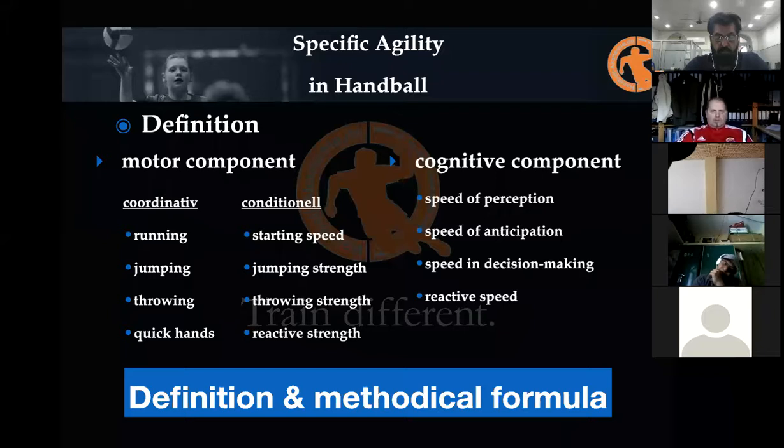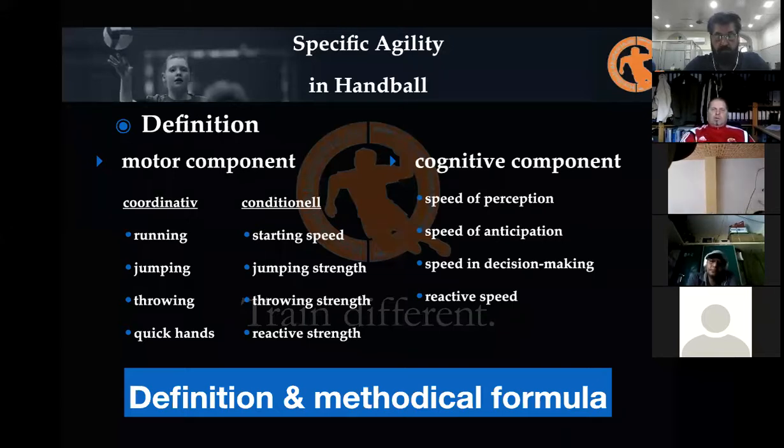If you observe some matches in international handball, very often you will see that wing players go for the fast break, and they are far ahead of all the other players, of their opponents. But this is not because they are running so much faster, it's because they start so early. This is the very important point in that moment.